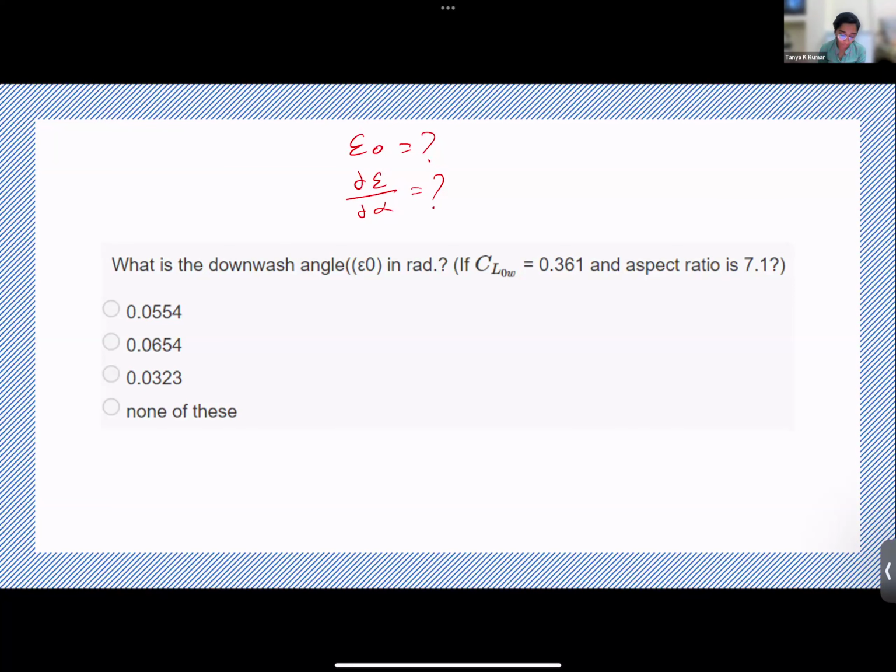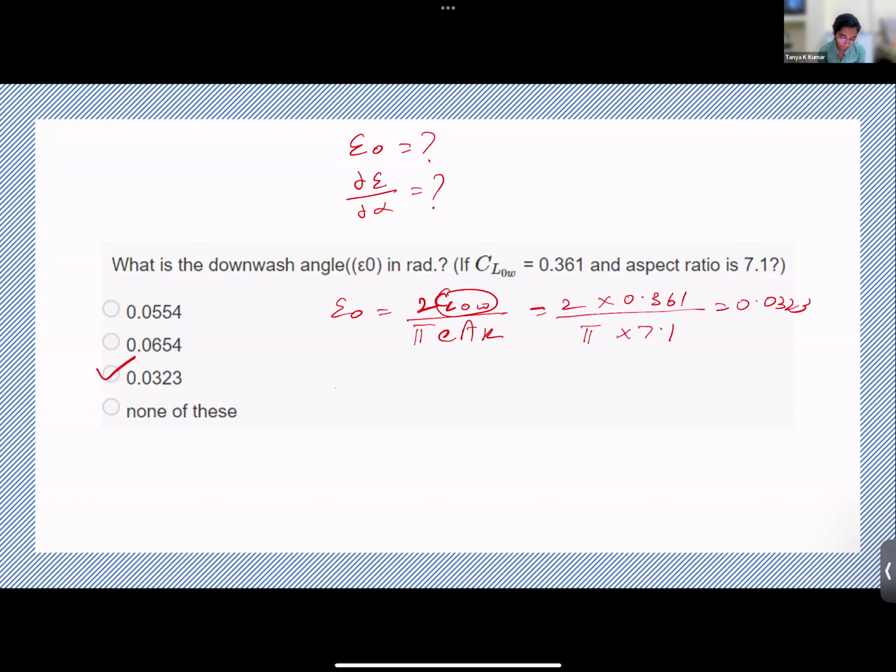Okay, so it's a direct formula substitution. Epsilon naught is 2 CL naught of the wing by pi e AR. Pi e is given to you, AR is given to you, just substitute it. So you have 2 into 0.361 by pi, e assumed to be 1, and 7.1. What is the value? You're getting 0.0323.